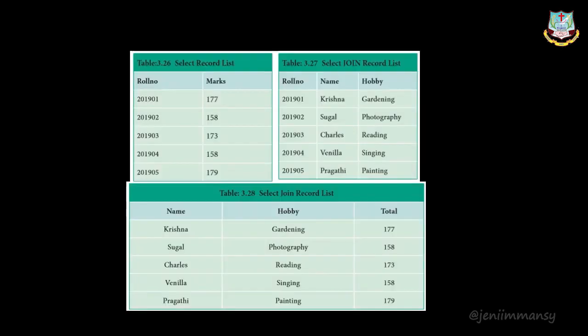And we'll get this table. Can you see the table? See here, the name, hobby and the marks have been joined. The name is there, then the hobby is there, then the total mark is there. So these two tables are joined. For this purpose only we are using this join clause. Understood?